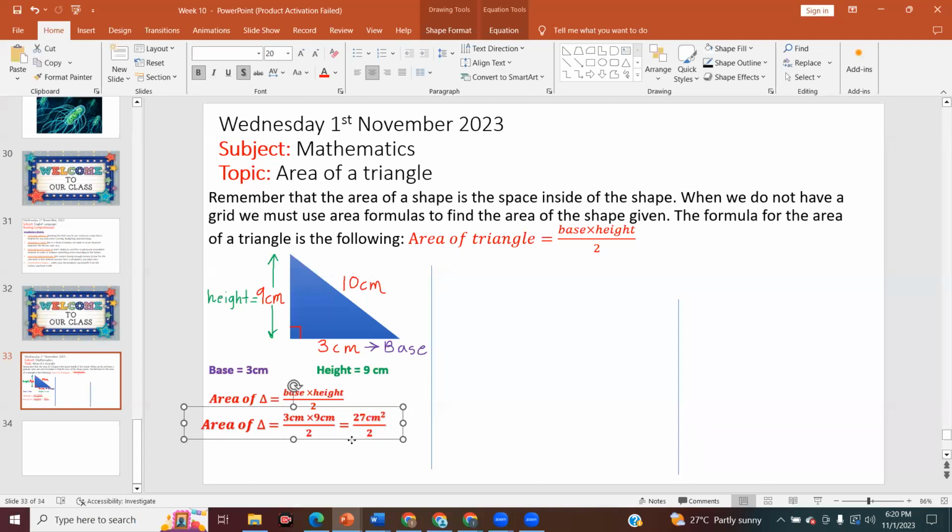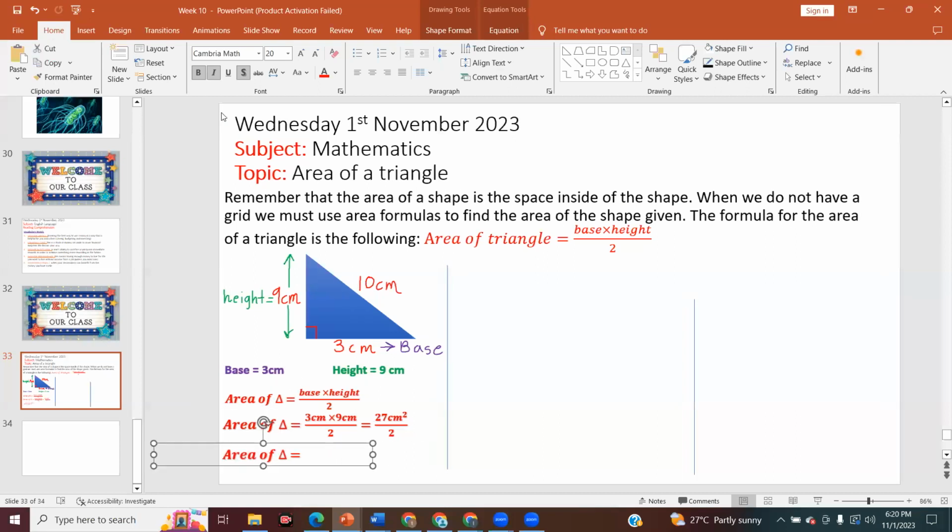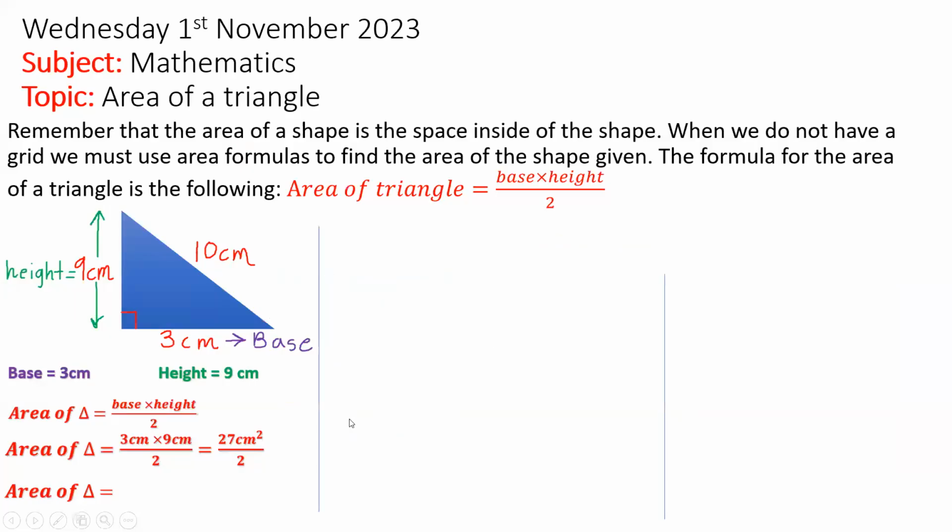Okay, good. So the area of the triangle is going to be equal to what? What is 27 divided by 2? Let's divide. So we have to divide. And we get 13.5. I think it's 135. Sheesh. Some people in this class cannot divide. Y'all clearly cannot divide.